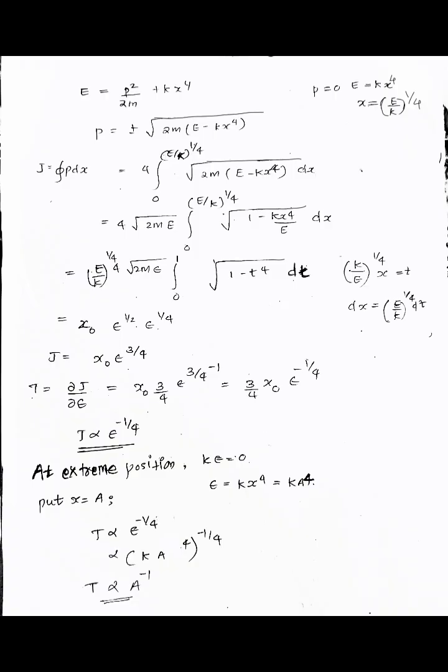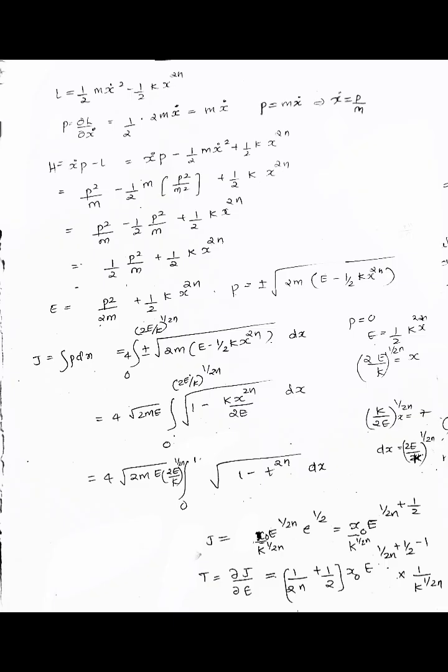And at the extreme position we know that kinetic energy is 0, and let that position be x is equal to a. Then energy will be equal to k x^4, this is equal to k a^4. We know that time period t is proportional to e^(-1/4), and e is equal to k a^4, so t is proportional to (k a^4)^(-1/4), that is t is proportional to a^(-1). So t is proportional to a^(-1) is the answer.